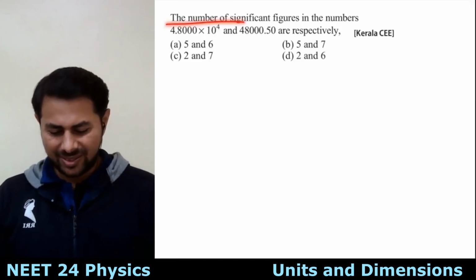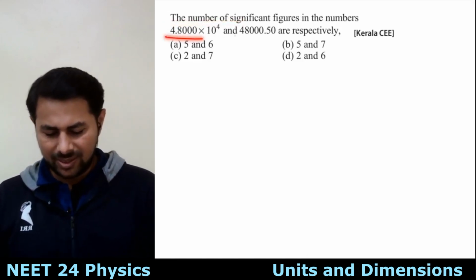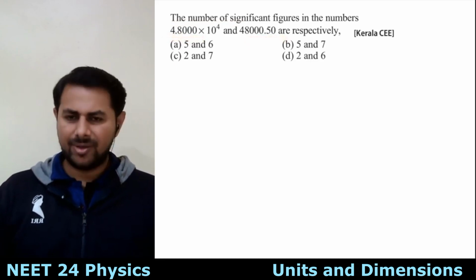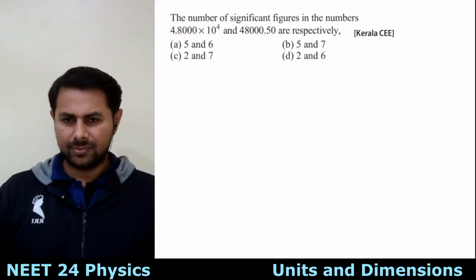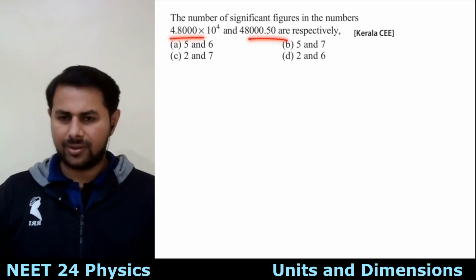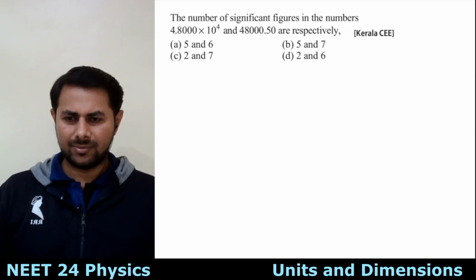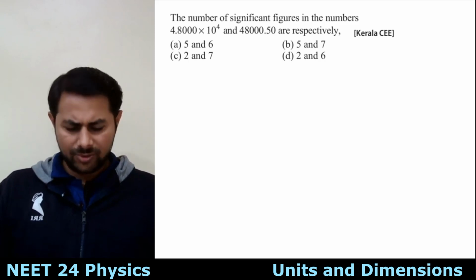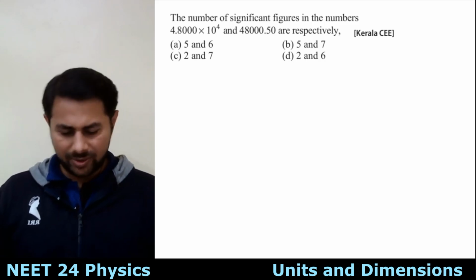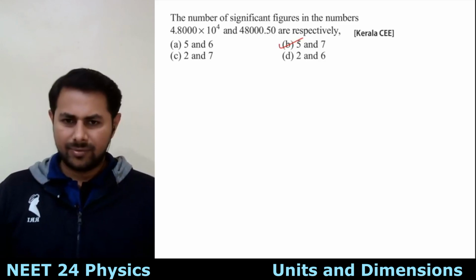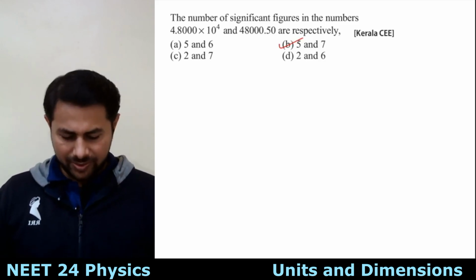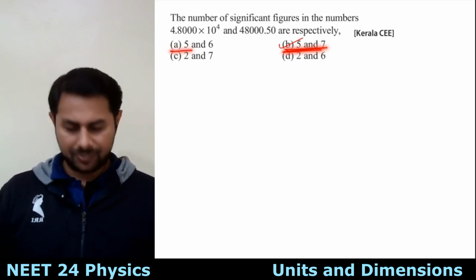Let's see next one. The number of significant figures in the numbers, this one and this one. Yeah, tell me. How many significant digits are there? This is very, very simple. It's option B. Yeah, everybody is saying very good. 5 and 7. Good. 5 and 7. Very good. So it's option B.